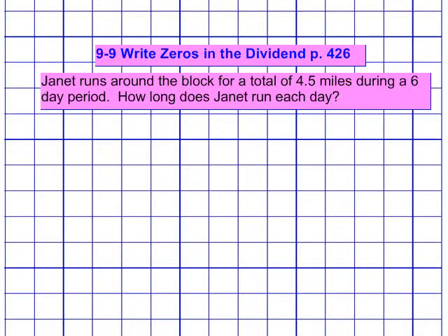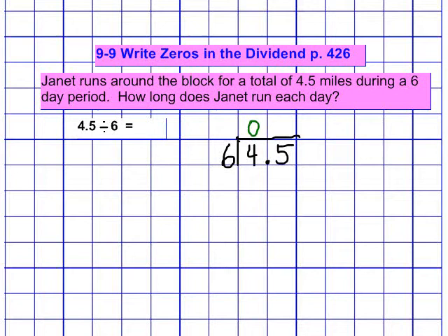The problem asks that Janet runs around the block for a total of 4.5 miles during a 6-day period. How long does Janet run each day? So we will divide 4.5 divided by 6. We know that 6 does not go into 4, so I can go ahead and put that 0.